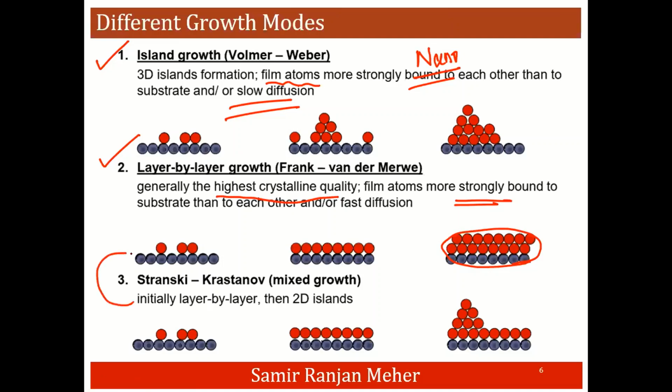But the most popular or the most acceptable growth technique is a mixture of this island growth and the layer by layer growth, which is called the mixed growth or the Stranski-Krastanov growth. Initially, because of the strong adhesion between the film atoms and the substrate surface, the layer by layer growth takes place, and after some time, island formation takes over the growth process. So in most of the cases that we deal with in our regular experiments, it involves the mixed growth mechanism.